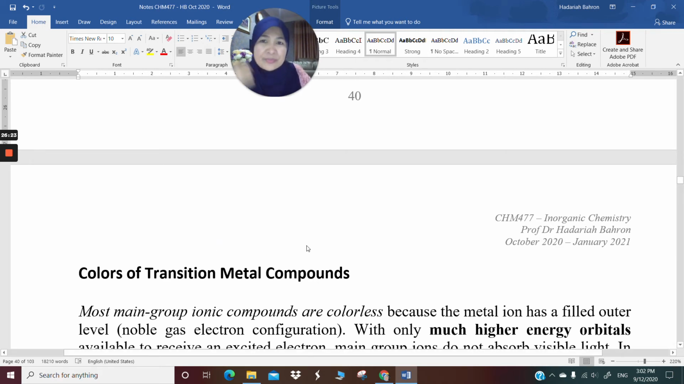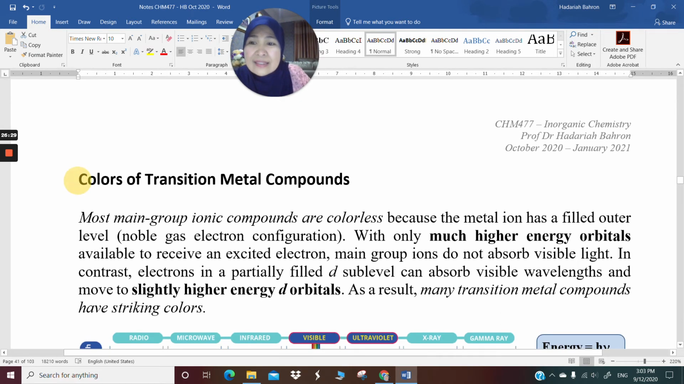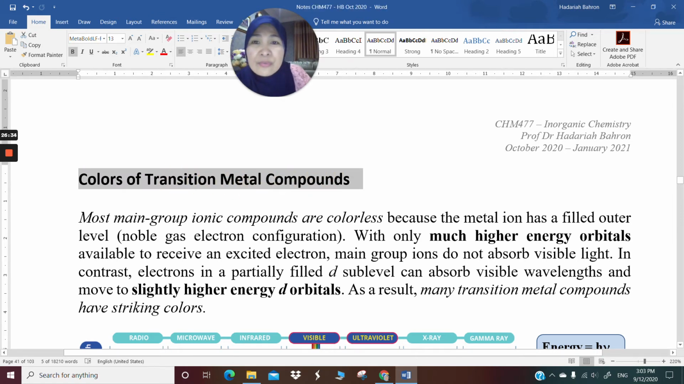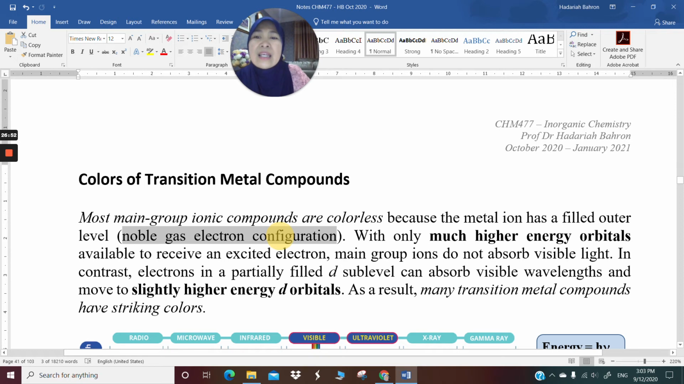Number two, the second property of transition metal complexes is that they have colors. You have beautiful, vibrant colors for transition metal compounds, because most main group ionic compounds are colorless. They look white. Why do they look white? Because the metal ion has a filled outer level, i.e. there is a noble gas electron configuration.